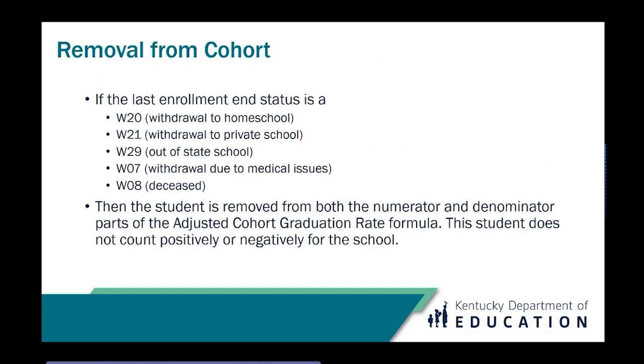Now we will talk about the removal from the cohort because that does happen from time to time. If the last enrollment status for a student is any of these, the W-20, which is withdrawal to homeschool, W-21, which is withdrawal to private school, W-29, which is withdrawal out of state, W-7, which is a withdrawal due to medical reasons, or W-8, which is the student is deceased, the student is then removed from both the top and bottom parts of the adjusted cohort graduation rate formula. This student does not count positively or negatively for the school.